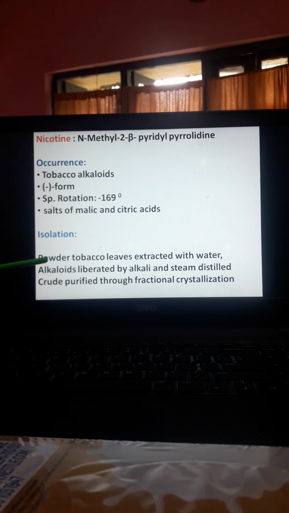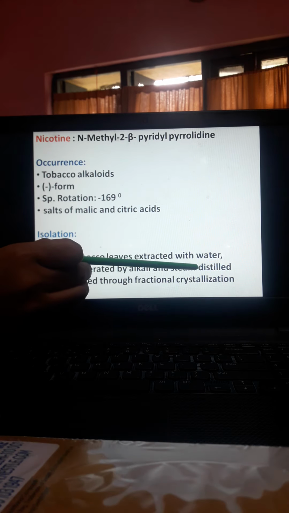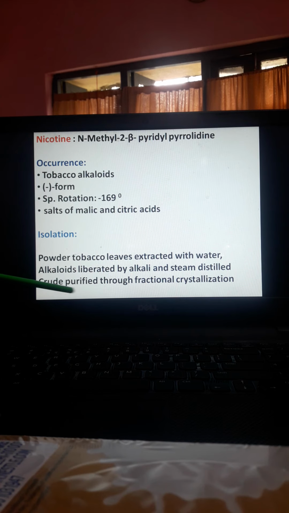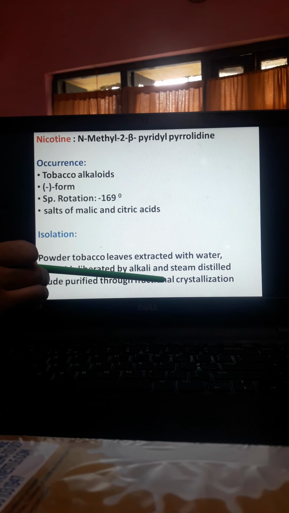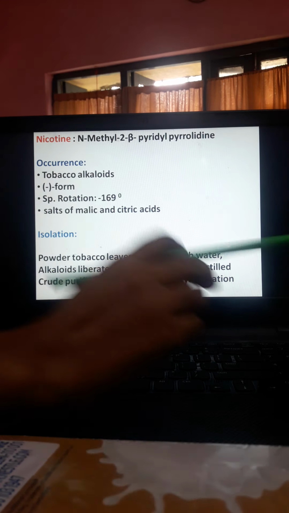Regarding isolation, the powdered tobacco leaves are extracted with water and the alkaloids are liberated by adding alkali. Then it is steam distilled. The crude nicotine is purified through fractional crystallization of its salts like the oxalate.